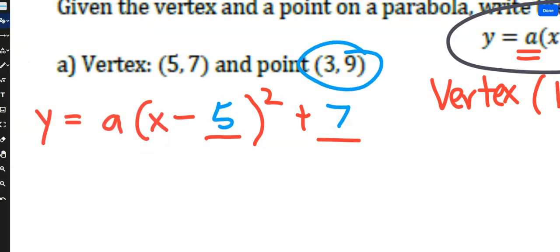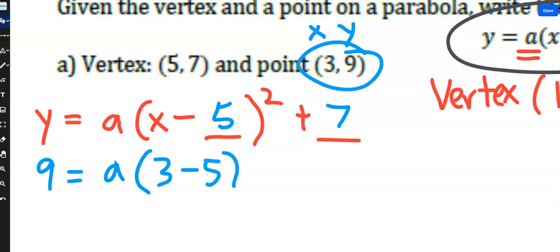Now what are we going to do with this thing? Well, guess what? We're going to use it for x and y. So we're going to come over here to this equation, and we're going to replace. So 9 equals a times (3 minus 5) squared plus 7.